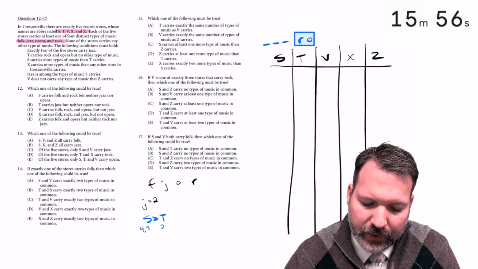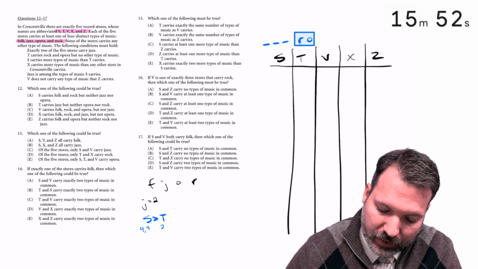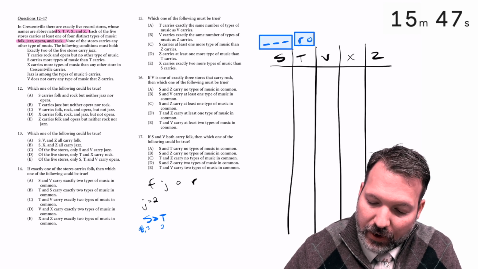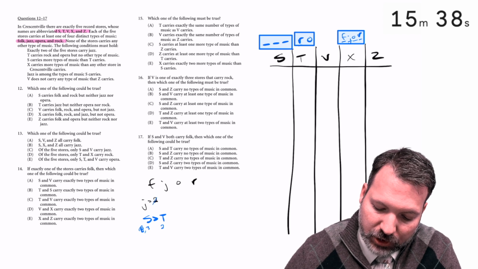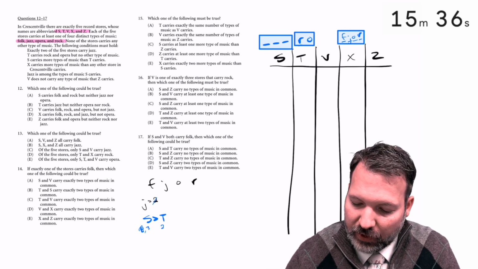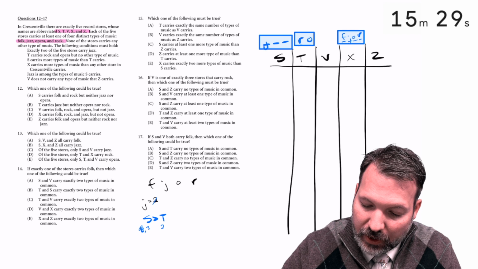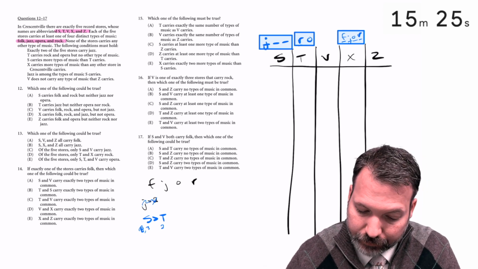Next clue says X carries more types of music than any other store in Crescentville. Okay, perfect. So this is not 4 anymore. S has to be 3 because X carries more than anything else, which means it's going to carry all 4. So I can go ahead and put all 4 in there. And that also tells me that one of my J's has been used. I only have one more jazz to distribute. Jazz is among the types of music S carries, and there it is. Jazz is done, right? So I've placed the only 2 jazz that I have.